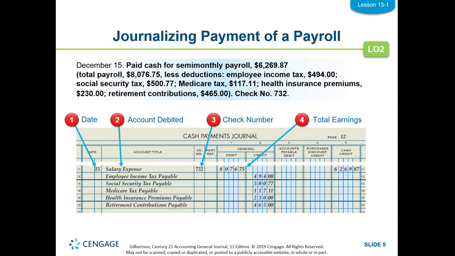On the next 5 lines, we write the titles of the accounts related to each payroll deduction: employee income tax payable, Social Security tax payable, Medicare tax payable, health insurance premiums payable, and retirement benefits payable, in the account title column. On the same 5 lines, we write the payroll deduction amount for each.